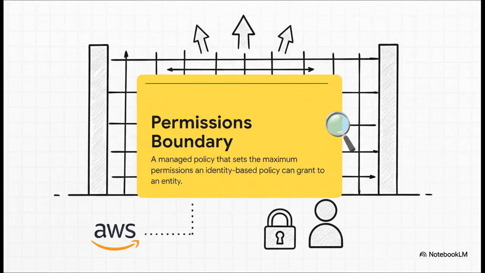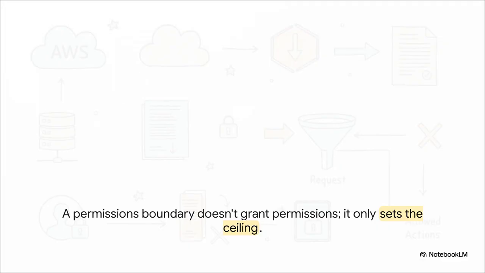It sets the maximum permissions, a ceiling for just one specific user or role. It's a super important tool for when you need to delegate admin tasks, but you want to do it safely. And here's the absolute key to understanding permissions boundaries, so listen up. A permissions boundary, on its own, grants zero permissions, nothing. All it does is define that ceiling, that maximum.